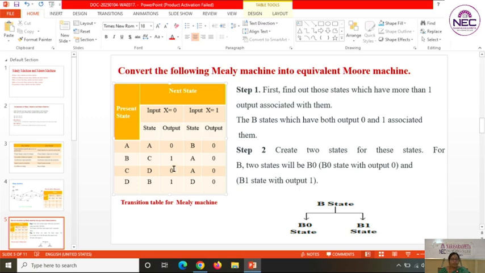Next, coming to C state. C state, x is equal to 0 input, the output is 1. So, the C state output is single, no change of C state. Next, D state. The D state, x is equal to 0 input, D state output is 0. And x is equal to 1 condition, the D state output is 0. So, D state is single output. So, the D state is no change.